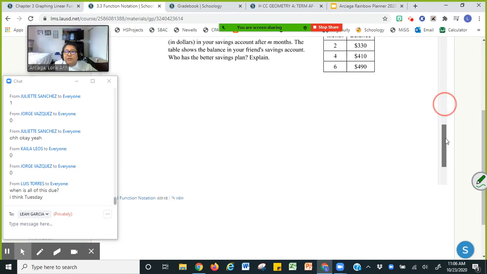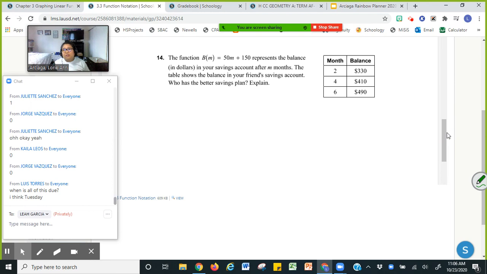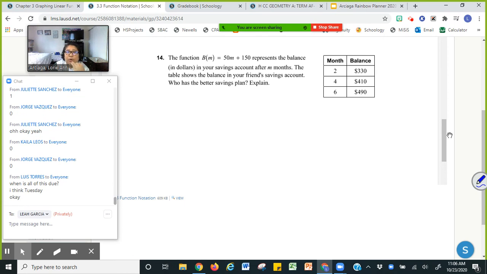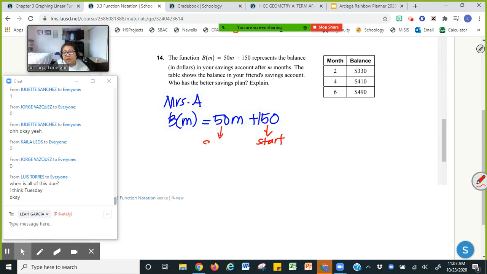Let's go to the last one we're gonna talk about. Ooh, I love this problem. Okay, Louise, since you're the last one who asked the question, you're gonna be my friend here. So the problem says the function B of m equals 50m plus 150 represents the balance in dollars in your savings account after m months. So this is me, Mrs. A. My money is given by 50m plus 150. So what's the story? I had 150 to start with, and then I'm saving $50 per month, right?